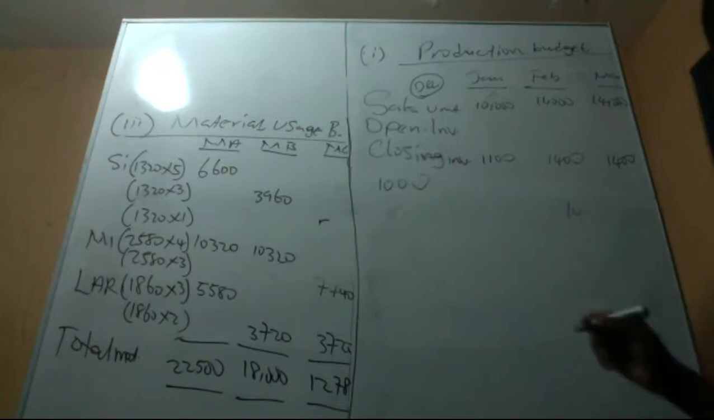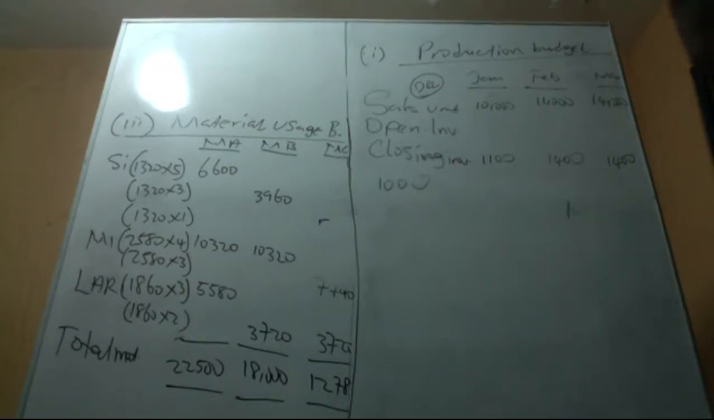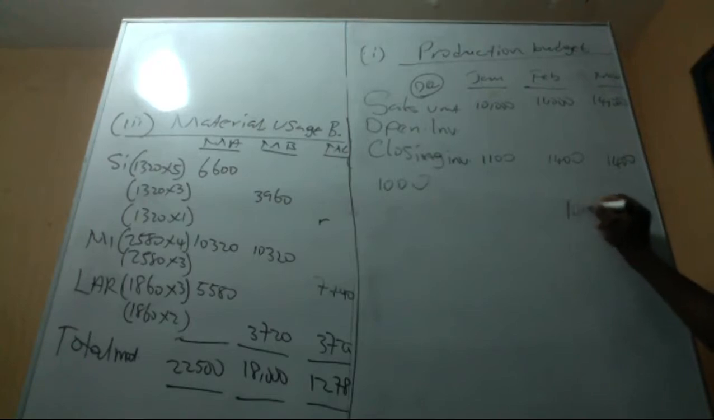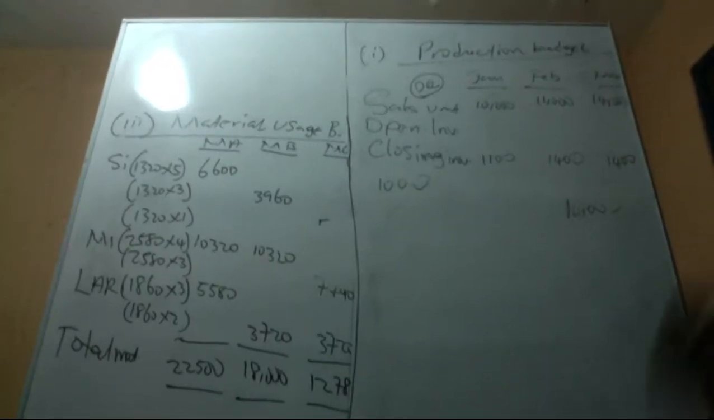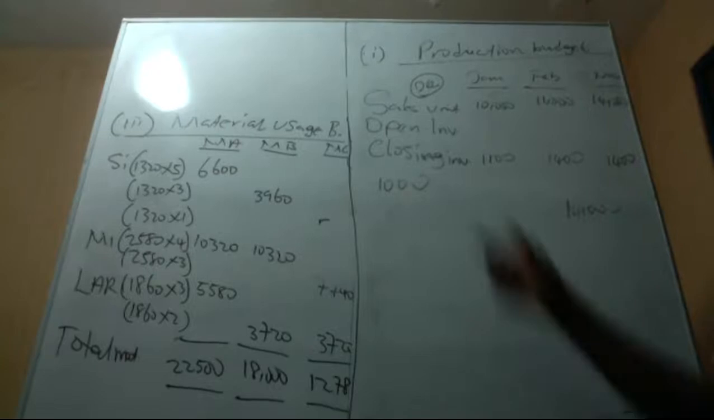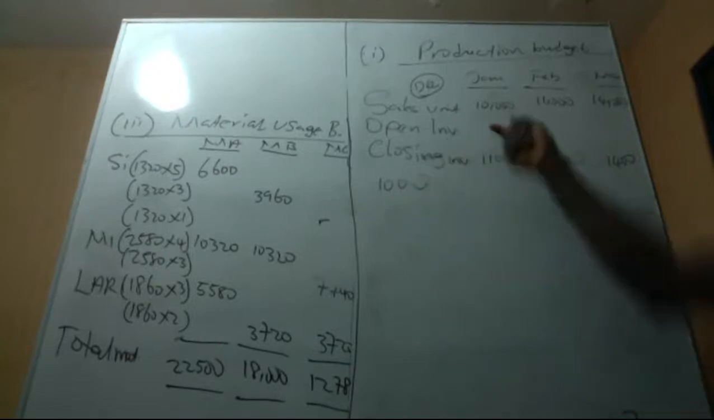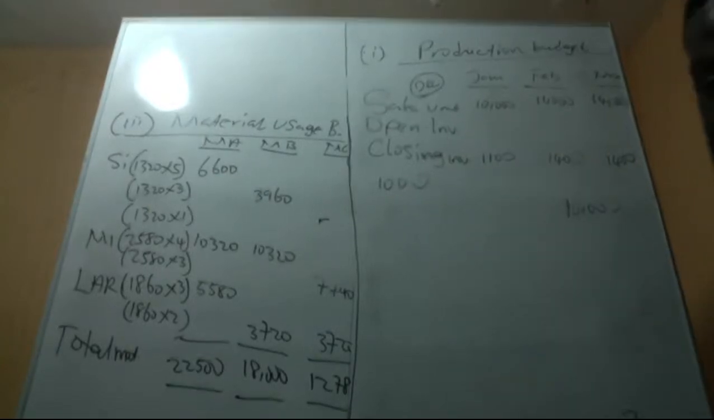Sales for April is also 14,000. So if it is 14,000, 10% will be 1,400. So that's the closing inventory. Now let's go to the open inventory. Don't worry yourself. Closing inventory becomes open for the next period. We are done. That's the end of the question.